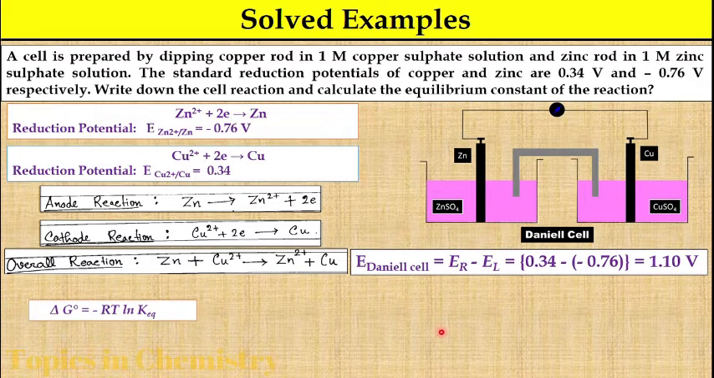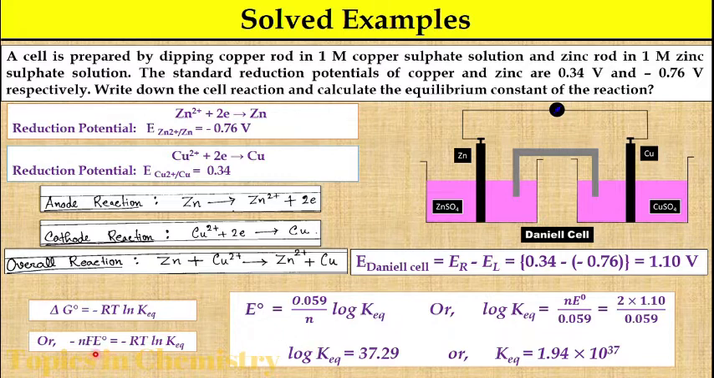Now you have to find the equilibrium constant. In the last lecture, I told you how to calculate the equilibrium constant. It can be calculated from that equation. Delta G0 is equal to minus RT ln K equilibrium. And also you know that delta G0 is equal to minus nF E0, that is equal to minus RT ln K equilibrium. So from that equation, E0 is equal to 0.059 by n log K equilibrium. Therefore, log K equilibrium is equal to n E0 by 0.059.